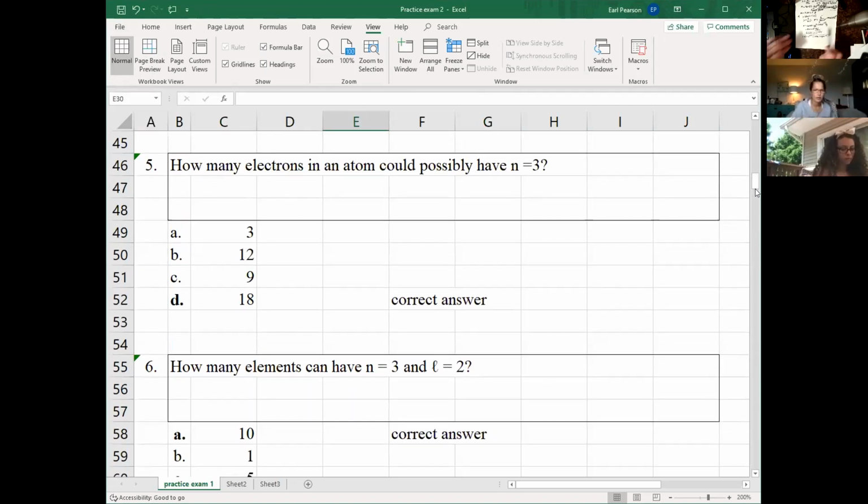Now, this one asks how many electrons in an atom could possibly have n equal to 3. Well, let's think about it. If n is equal to 3, what are the possible values of L? L can be equal to 0, or L can be equal to 1, or L can be equal to 2.